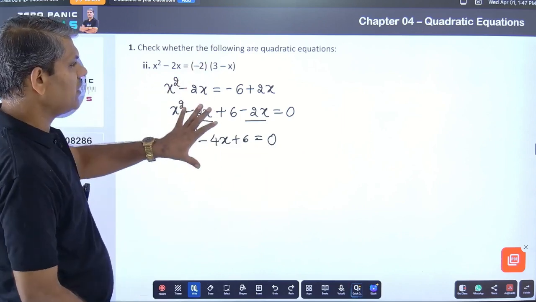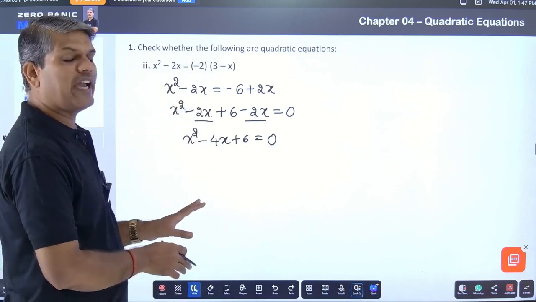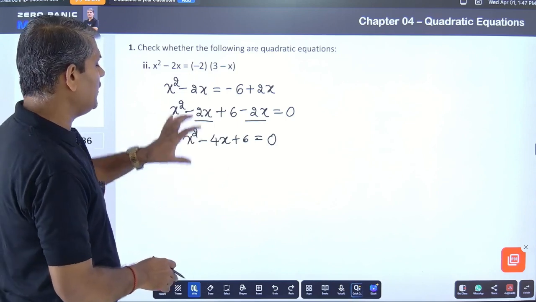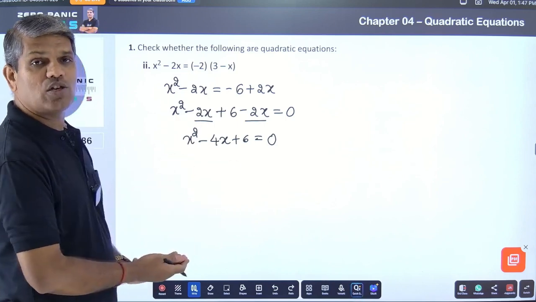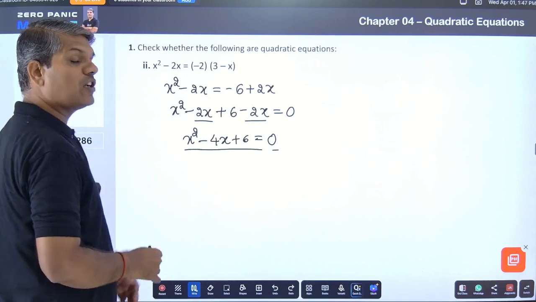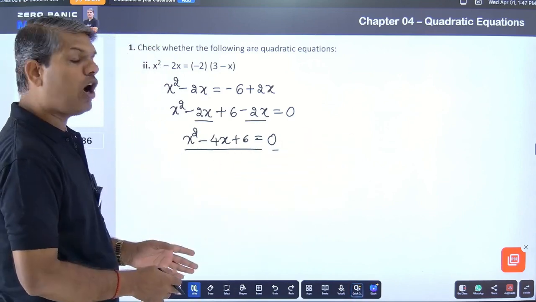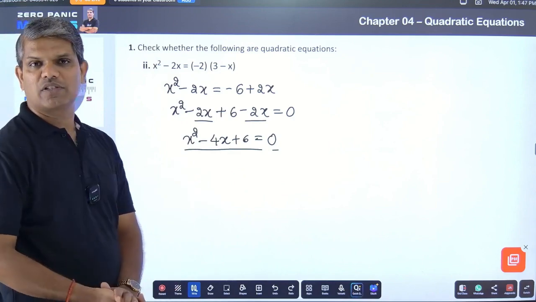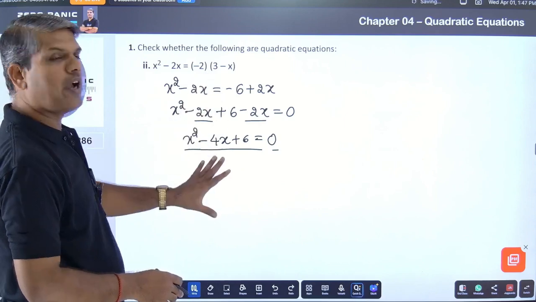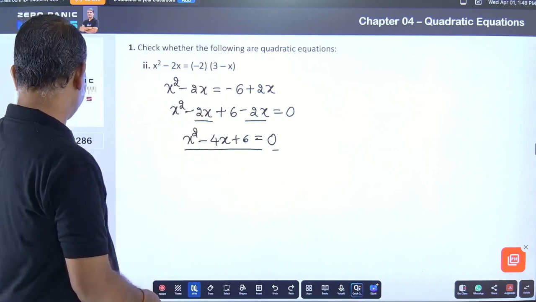I'm just giving the solution here. You have to write it. I don't want to waste the time, that's why I'm just leaving it here. But in the examination, what you should be doing is writing that the above equation or the above result is of the form ax square plus bx plus c is equal to 0. Therefore, it is a quadratic equation. You understood? All that you have to write. And make the notes for yourself.